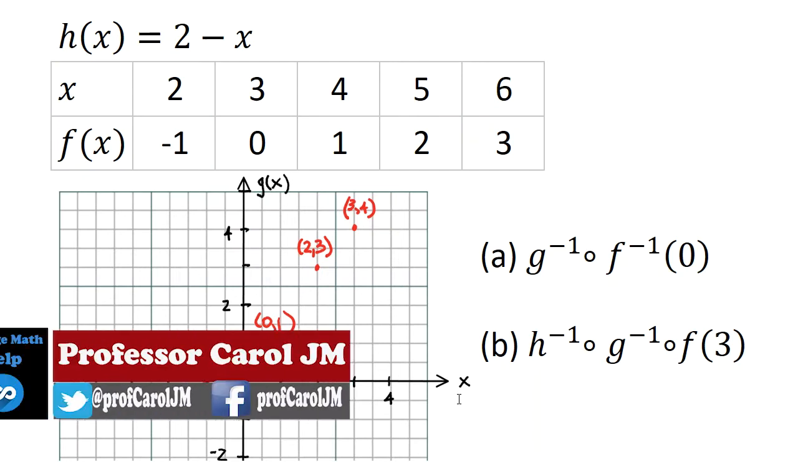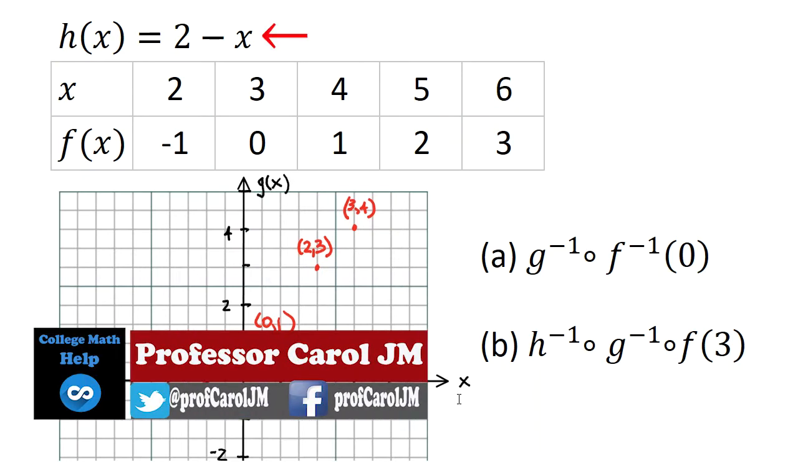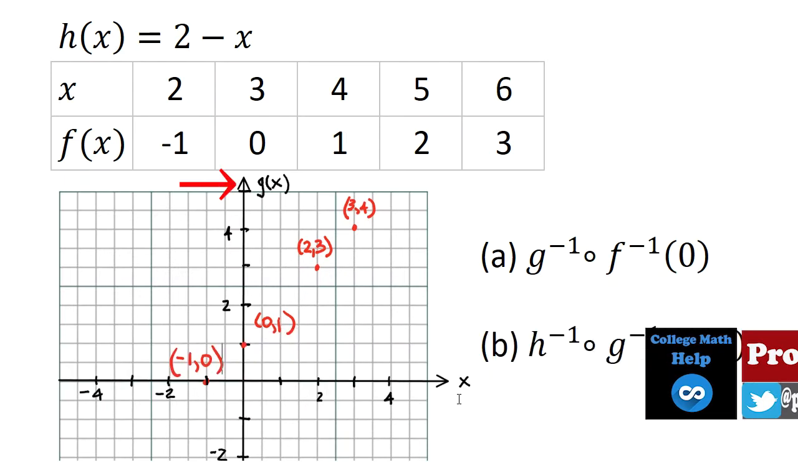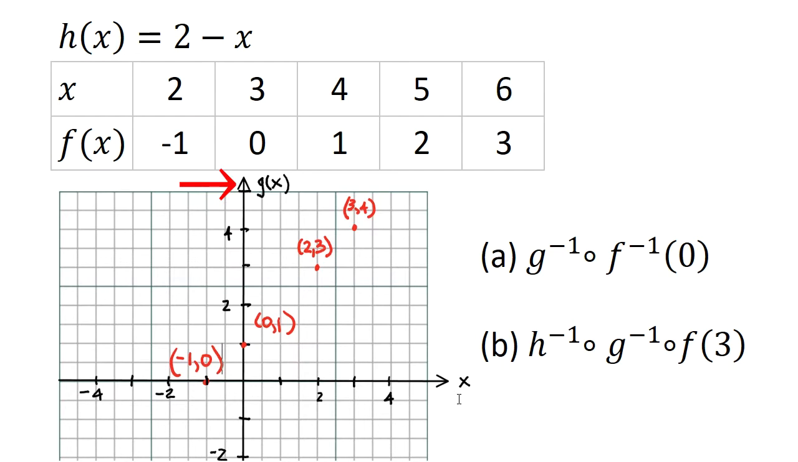In this problem, we're given a formula for a function h of x. We're shown a table for a function f of x. And we're also given a graph for the function g of x. And our problem is to find the composition of the inverses.